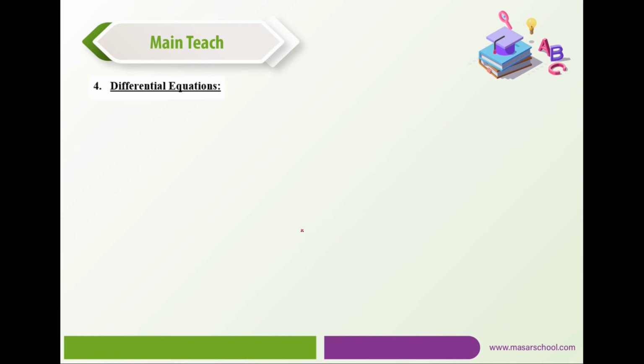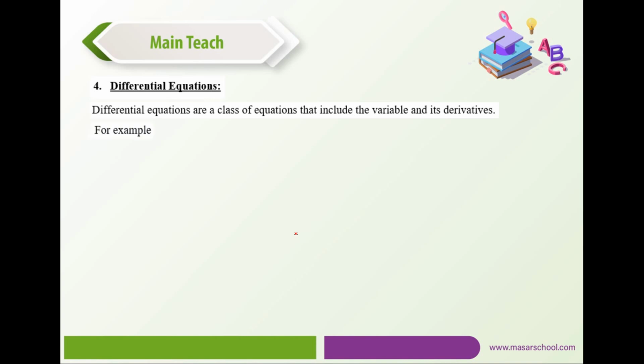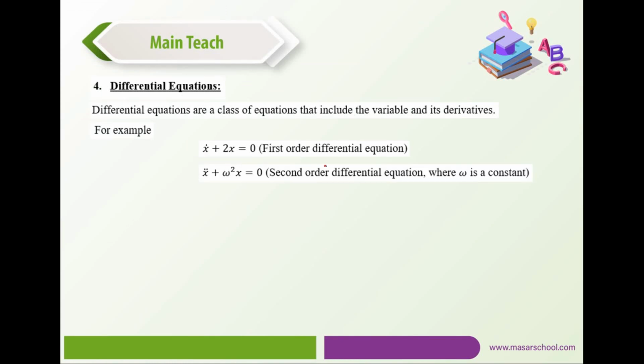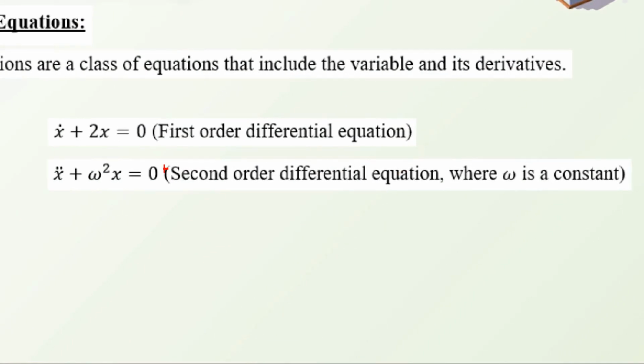Now, section 4, differential equations. Differential equations are a class of equations that include the variable and its derivative. For example, this is a first order differential equation. Why? Because it includes a relation between the position and its derivative, which is x dot. Another example of a differential equation would be x double prime plus omega squared x is equal to 0. Omega is a constant, x is the position and x double dot would be the double derivative of the position, and this is known as the acceleration.